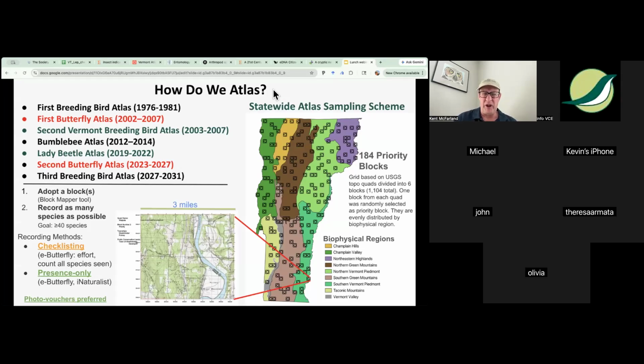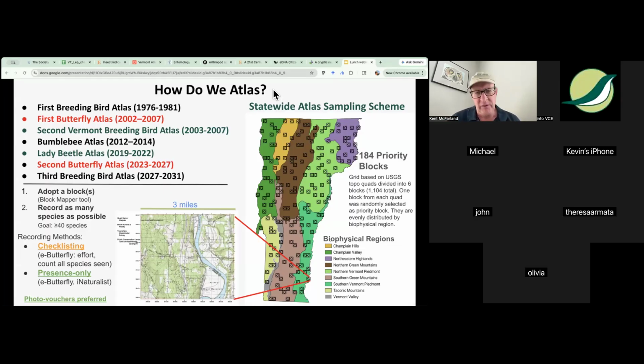And so you can go into our block mapper tool, click on a block, sign up for the block, you've adopted it, and then you're committed to trying to survey it a lot in order to attain at least 40 species on that block. For some blocks, that's really hard to do, but that's sort of our upper bar. If you hit the 40 species mark on a block, we feel like that block has probably been surveyed well enough.